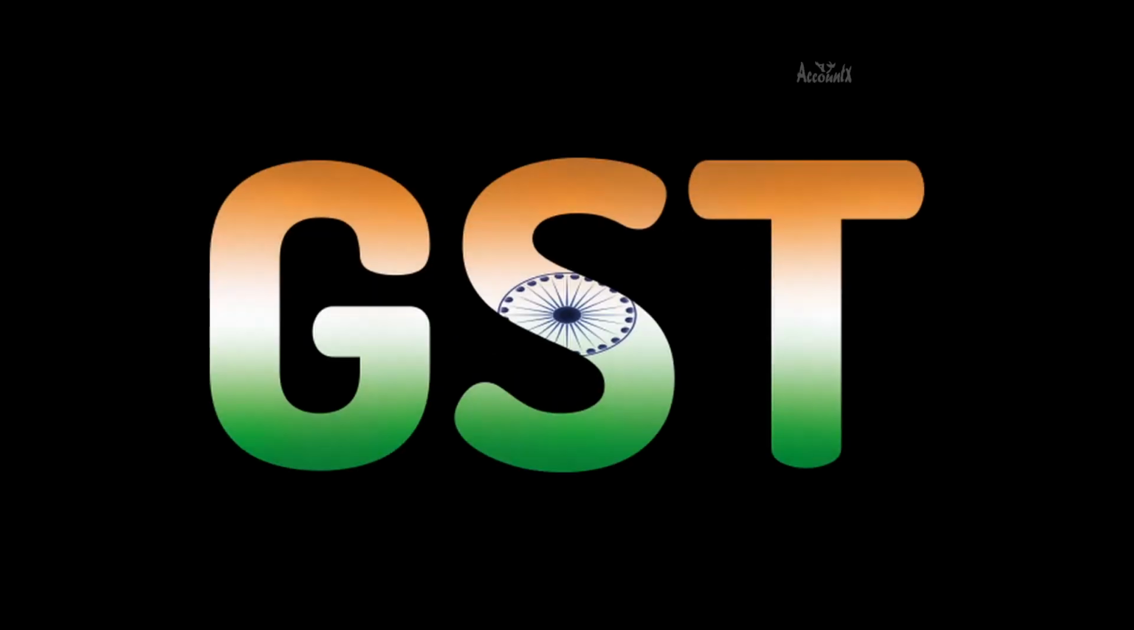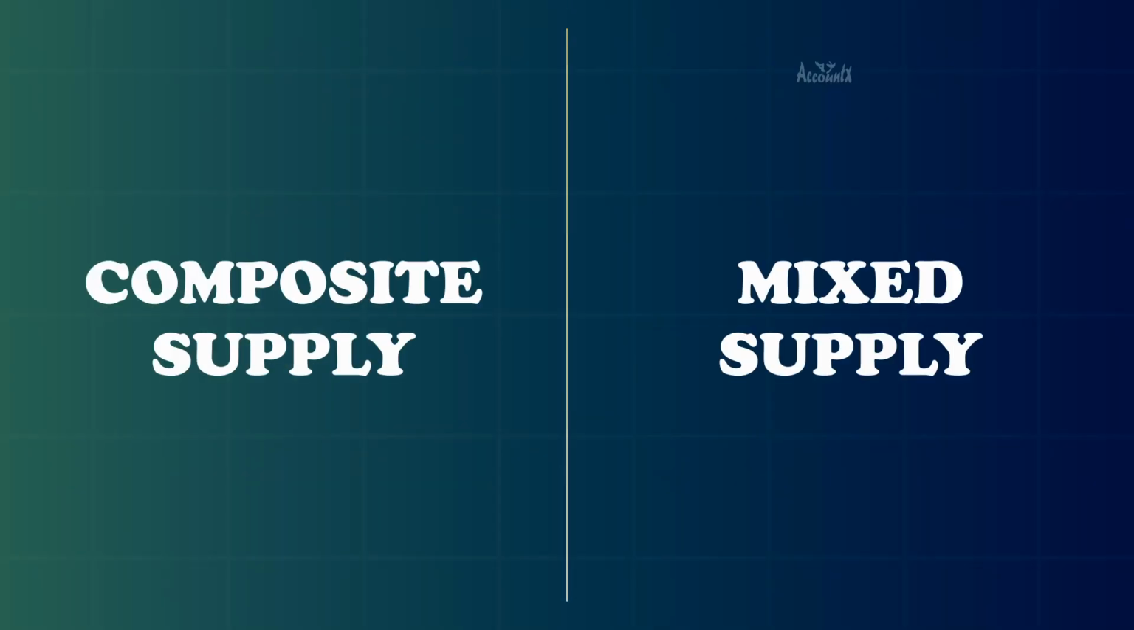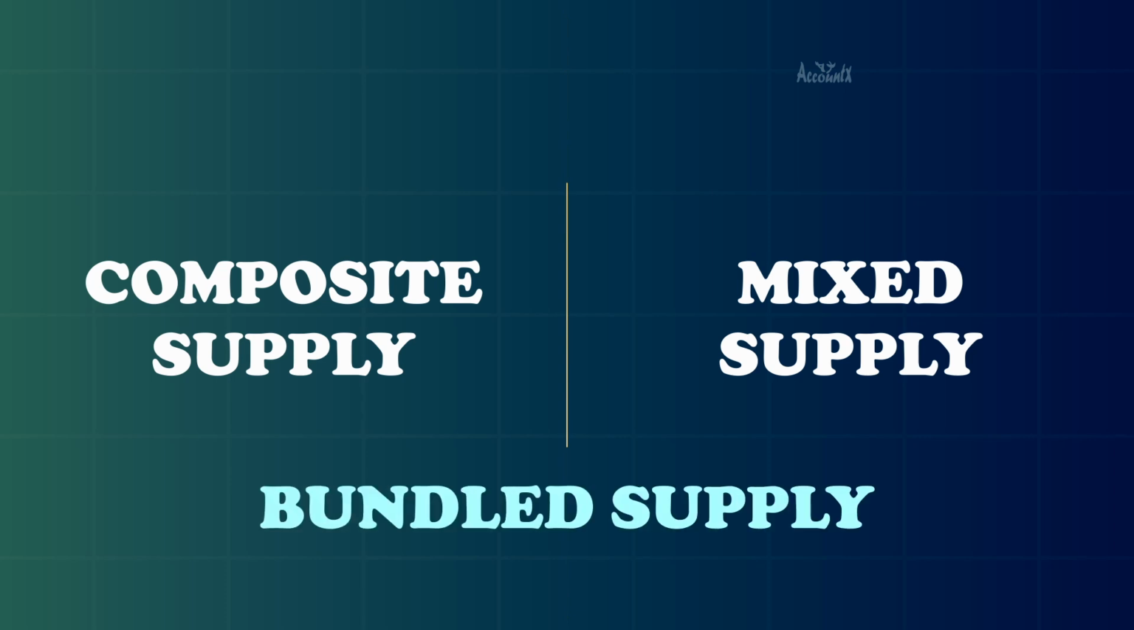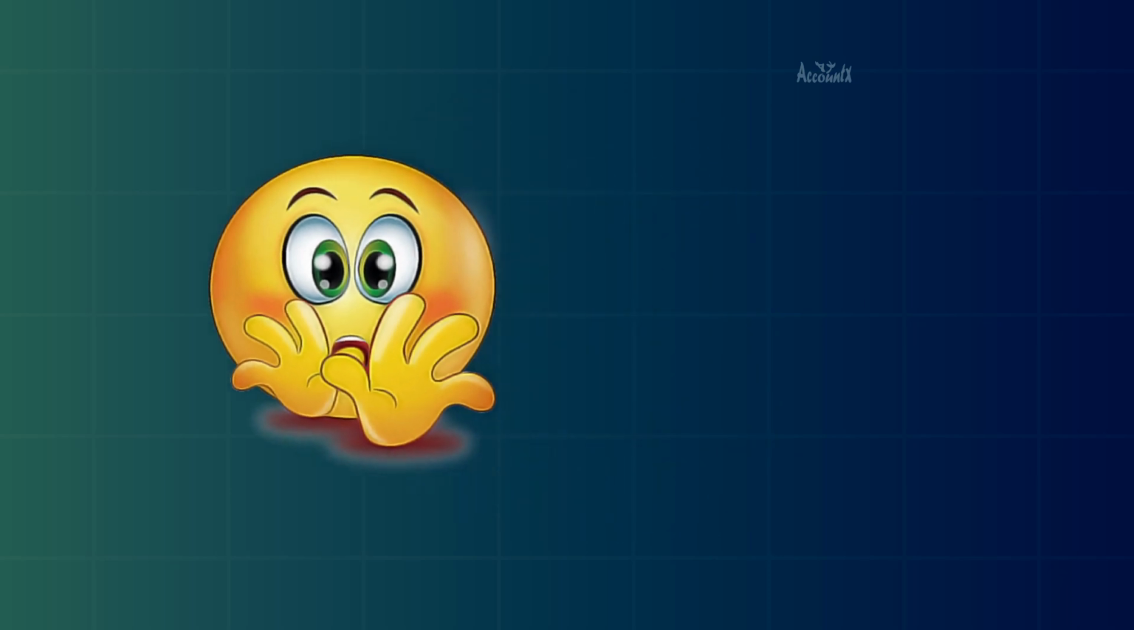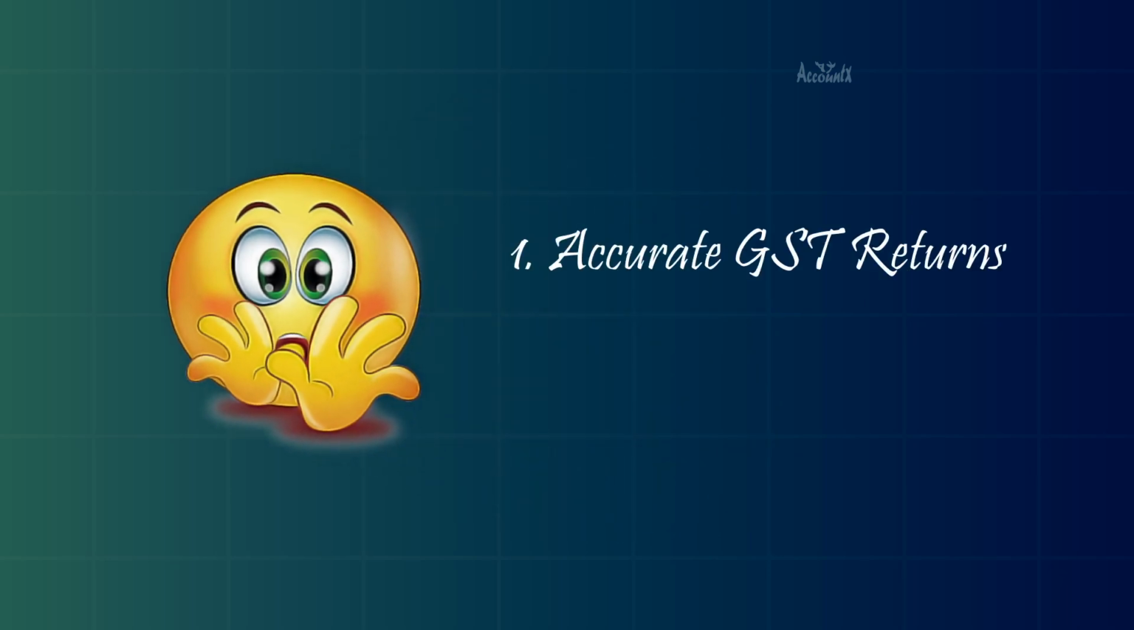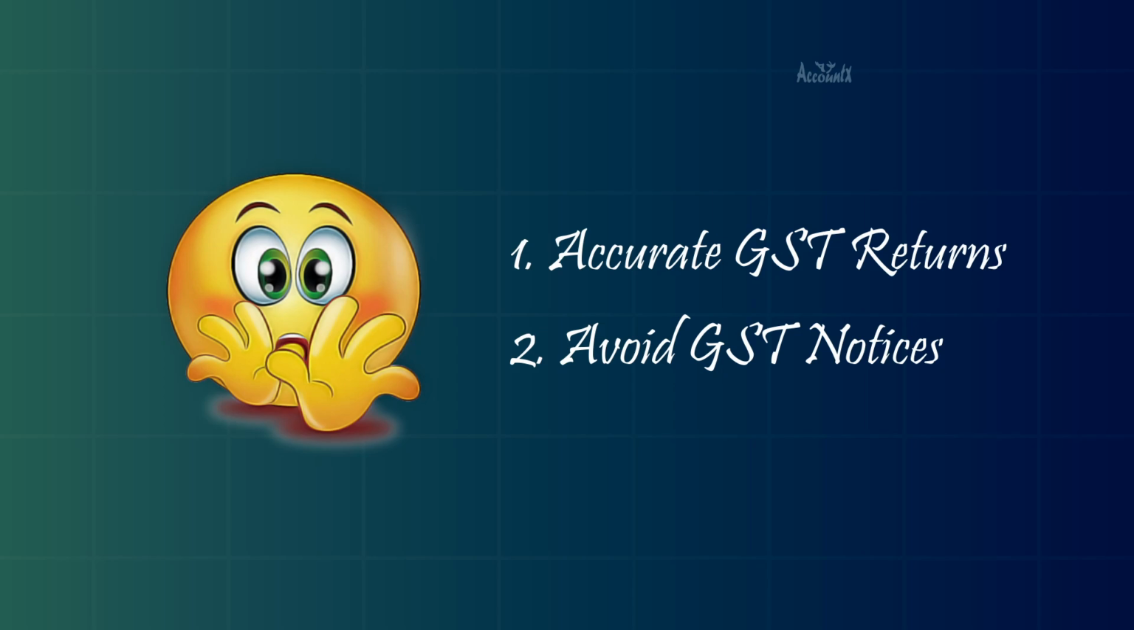Hello and welcome. Today let's dive into the world of GST, specifically the difference between composite and mixed supplies, also known as bundled supplies. These terms can get confusing, but understanding them is crucial for accurate filing of GST returns and also to avoid receiving notices from the GST department.